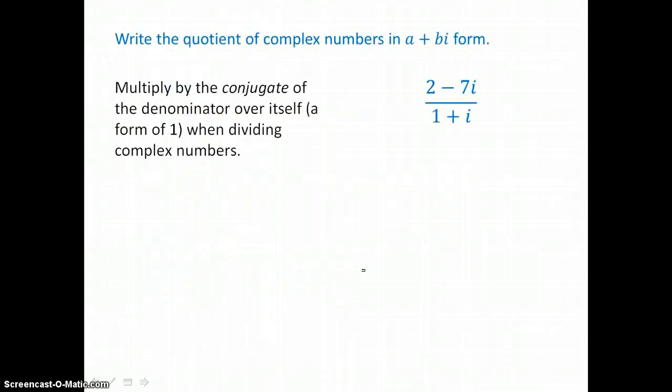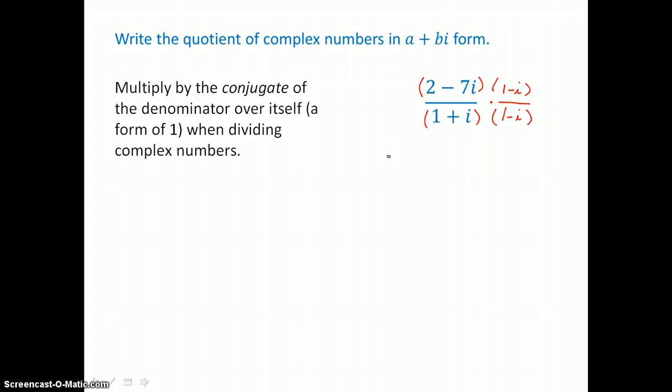Okay, we're going to use conjugates to divide complex numbers because we want to leave this quotient in a plus bi form. So we're going to multiply by the conjugate of the denominator over itself. 1 minus i over itself is the form of 1 that we're going to use to multiply to this quotient. So we're going to do the distributing on the top and the bottom and simplify.